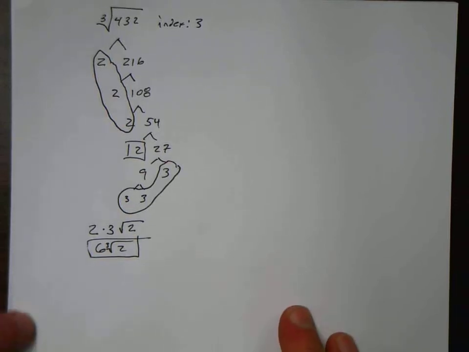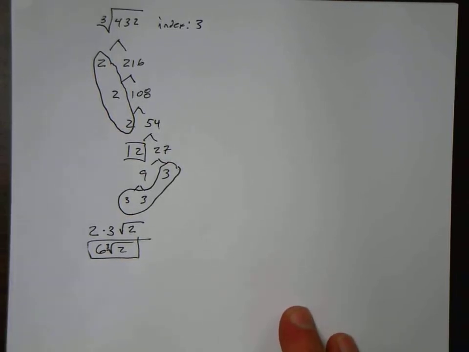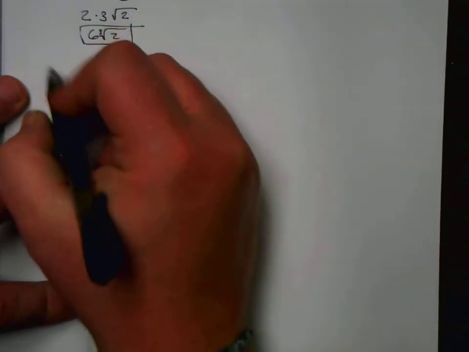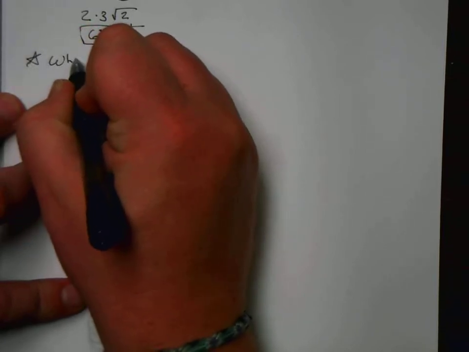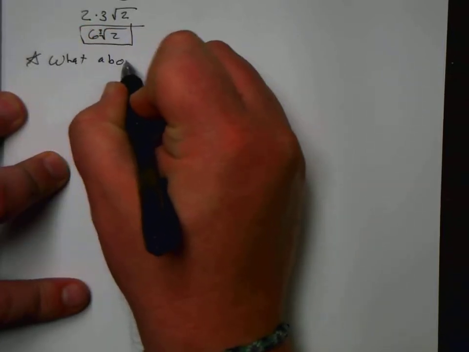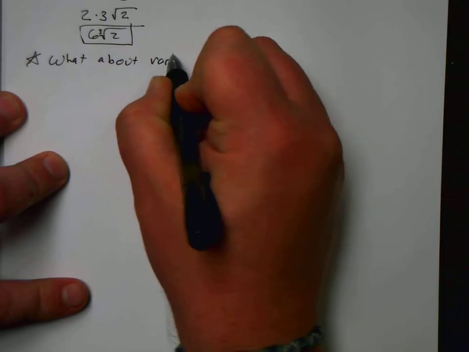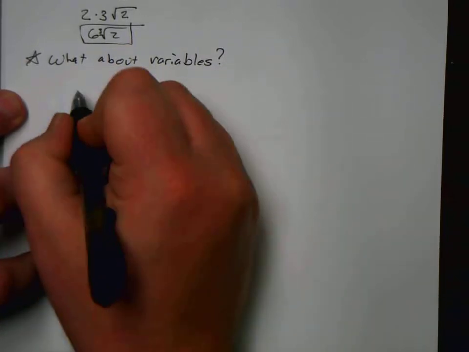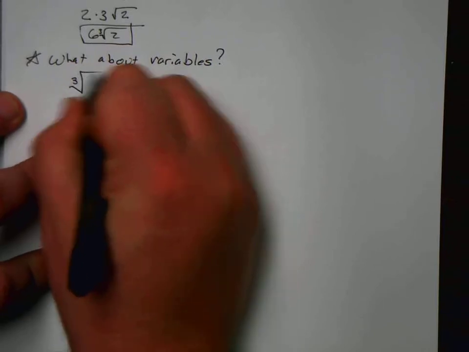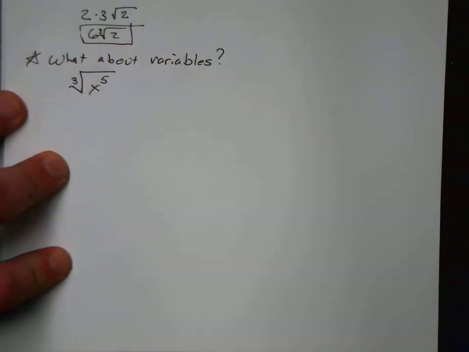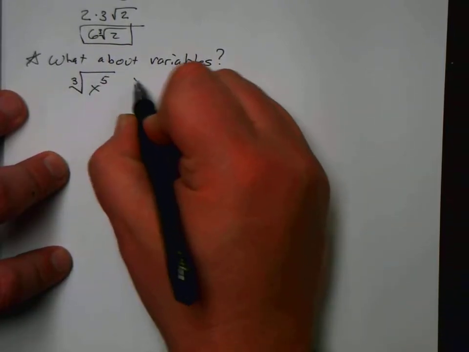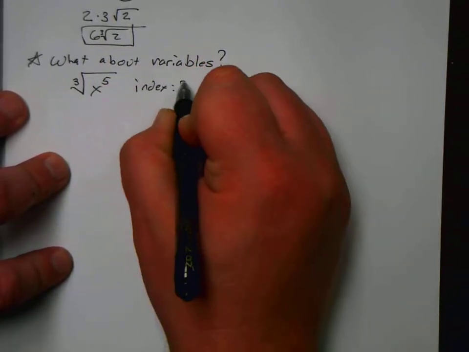All right, what about variables? We're going to have to handle this whenever we have variables. So the question is, what about variables? Let's take a look. Let's say we're looking at the cube root of x to the 5th power. Well, let's go through the process again. My index, what's the index? The index is 3.